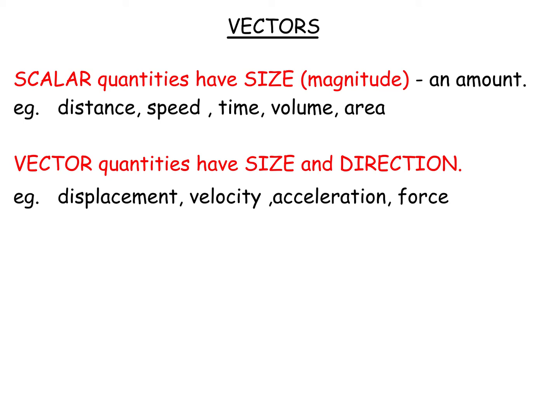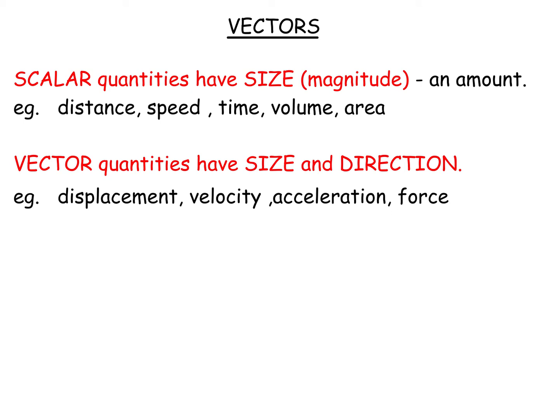Some quantities only have size, that's magnitude, how much there is of something, for example, an amount of liquid in terms of its volume, or how far you go in terms of distance. These are scalar quantities that only have size. Vector quantities have size and direction. For example, you exert a force in a certain direction. Velocity is the speed you travel in a certain direction.